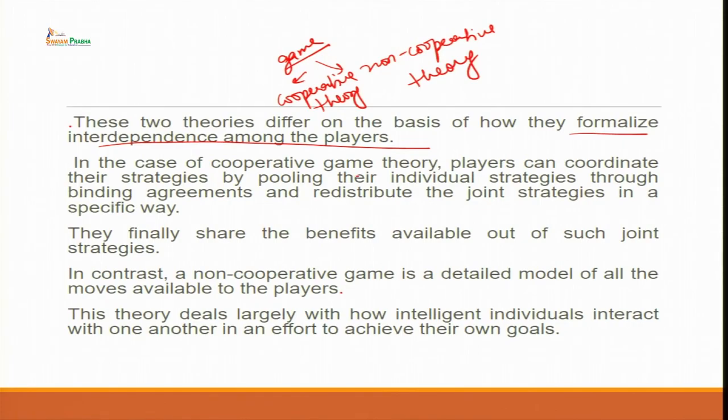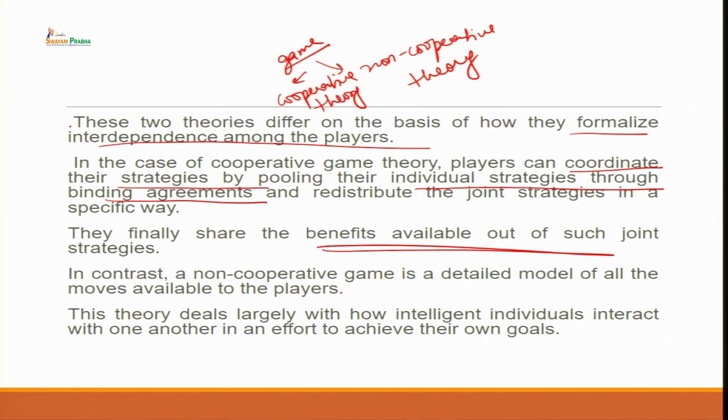In case of cooperative game theory, players can coordinate their strategies by pooling their individual strategies through binding agreements and redistribute the joint strategy in a specific way. So, they finally share the benefits available out of such joint strategies. So, it is a win-win situation for both the players because they have coordination amongst each other.